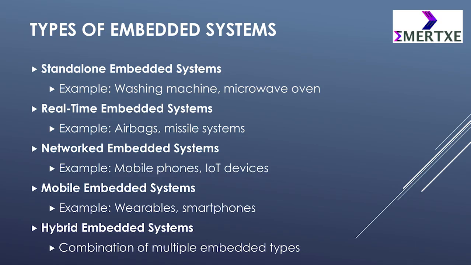First one is standalone embedded system. These systems work independently without needing a network. They take input, process it, and give output. Example, washing machine and microwave oven.